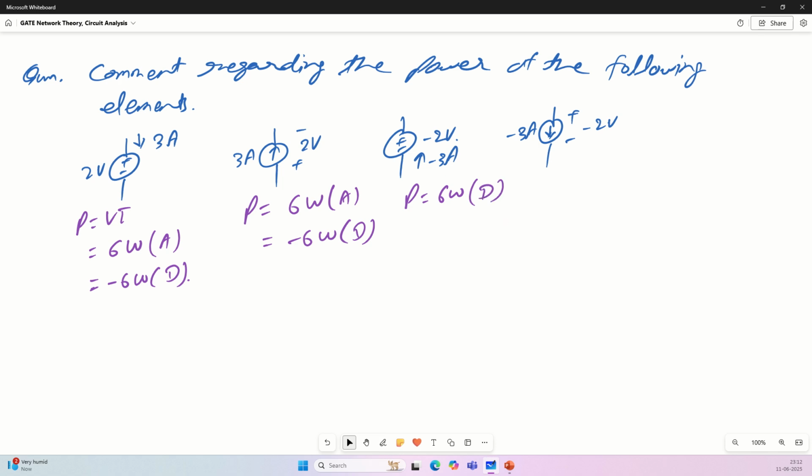Okay. So you don't think about this negative and this negative. You think about which terminal we are entering the current. Okay. So that will be equal to minus 6 watt of absorbing.